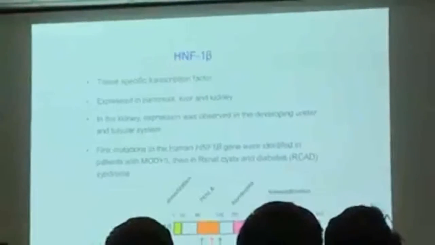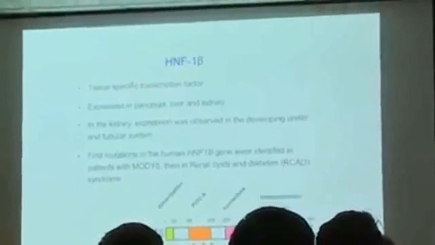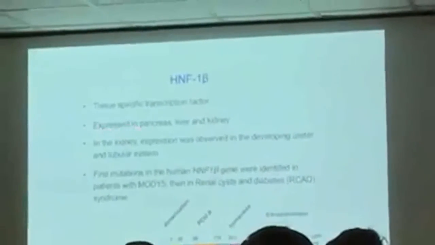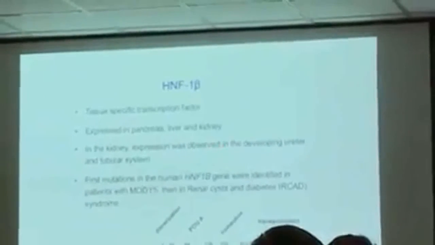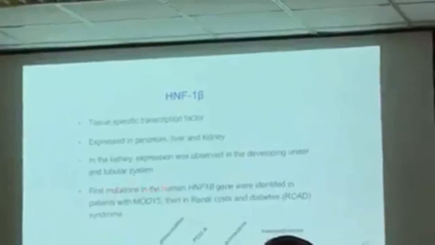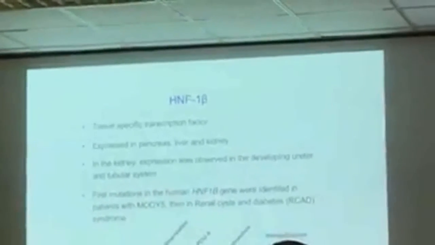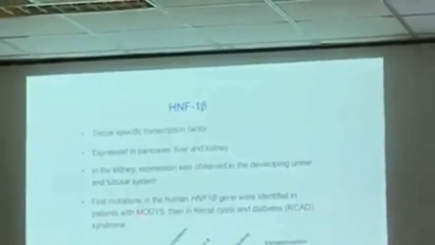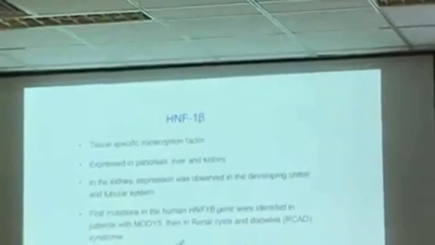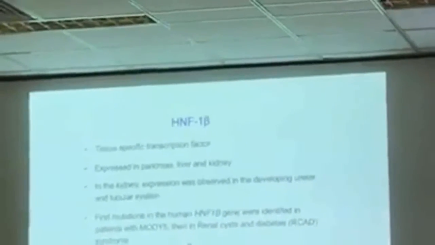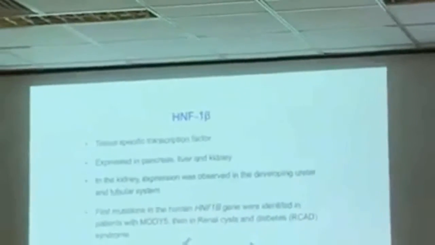This is a tissue-specific transcription factor expressed in the pancreas, liver, and kidney. In the kidney, expression is observed in the developing ureter and the tubular system. The first mutation in the human HNF1 beta gene was identified in a patient with MODY5, and also renal cyst and diabetes. That is why we call it renal cyst and diabetes syndrome. So this is quite an important factor.